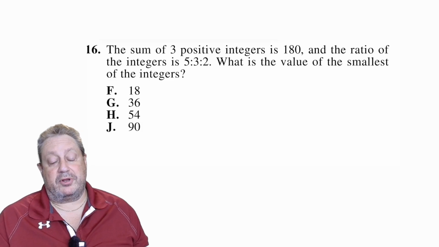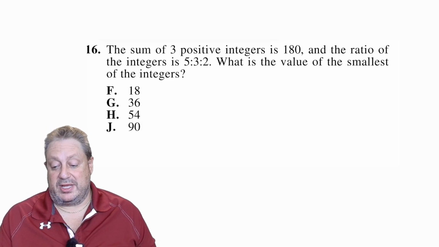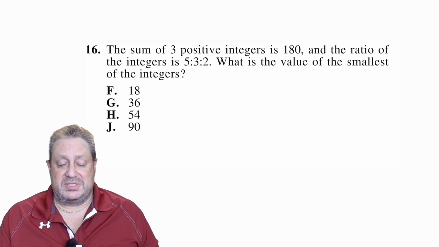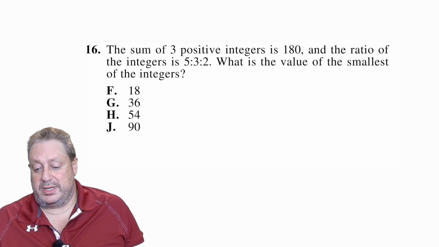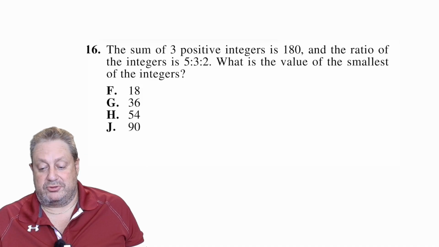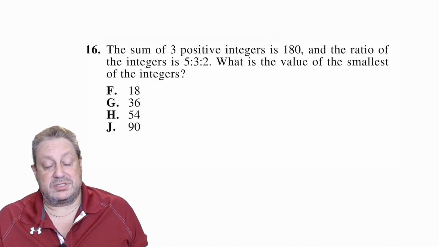So let's take a look at another question. This one is also very common. The mistake most kids make here: it's asking for the sum of three positive integers, the total 180, and here's the ratio of the integers, 5 to 3 to 2. We want to find the value of the smallest one.